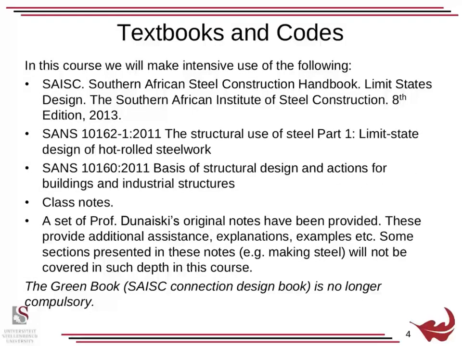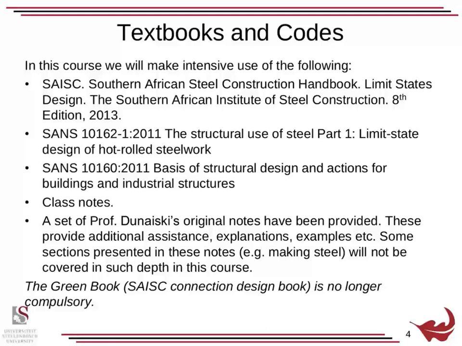Now, in terms of the textbooks, you will need the South African Steel Construction Handbook, the red book. You will definitely be using that, and as soon as we start with tension elements, you need that. Initially, we will be using the SANS one. Well, we'll also soon be using the SANS 10162 Part 2, Structural Use of Steel. So that is the actual SABS or SANS code. You'll need a copy of that for steel design.